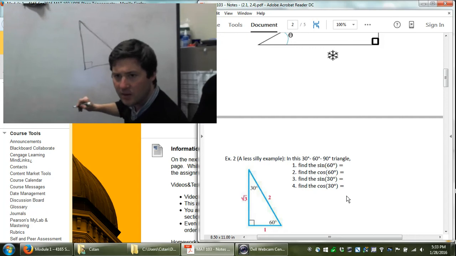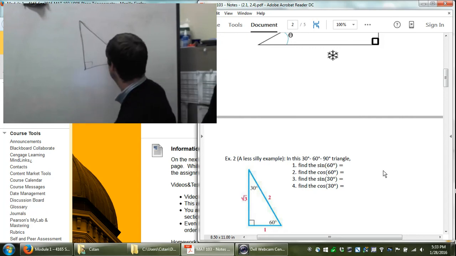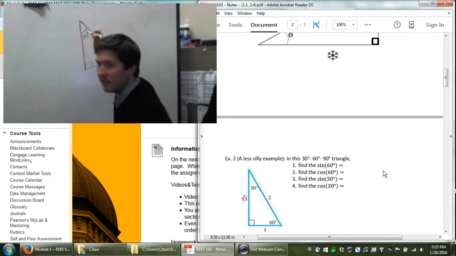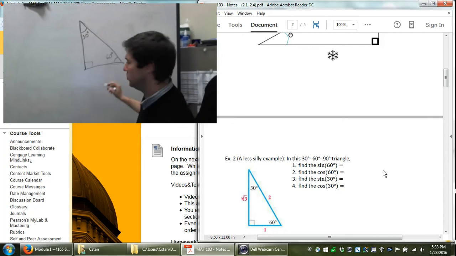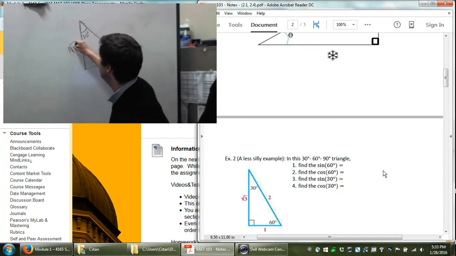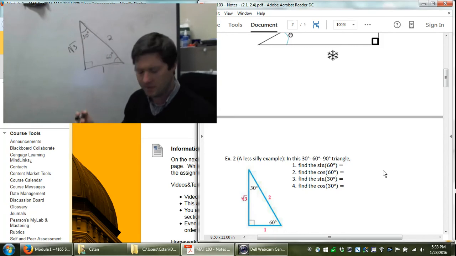Alright, so a less silly example, we've got this 30, 60, 90 right triangle. Now let's see, I've got a question here. In this 30, 60, 90 right triangle, this is a special type of triangle. It's super popular and important and all that stuff. Let's try to do each of these things. And I'll actually write this on the board.